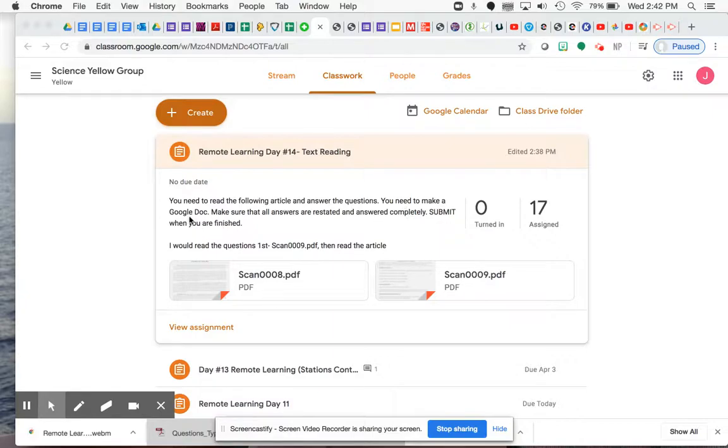You need to make a Google Doc and actually copy and paste the questions that you're going to see in this second scan here in a moment. Make sure that all answers are restated and you answer them completely. Submit when you are finished.